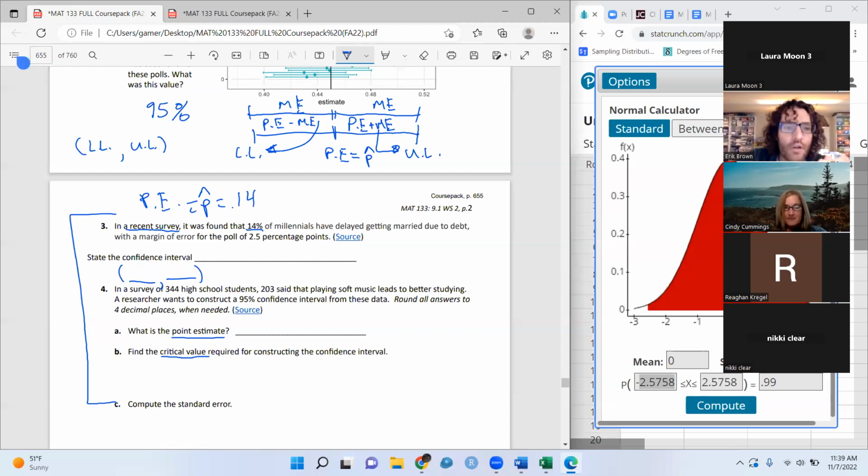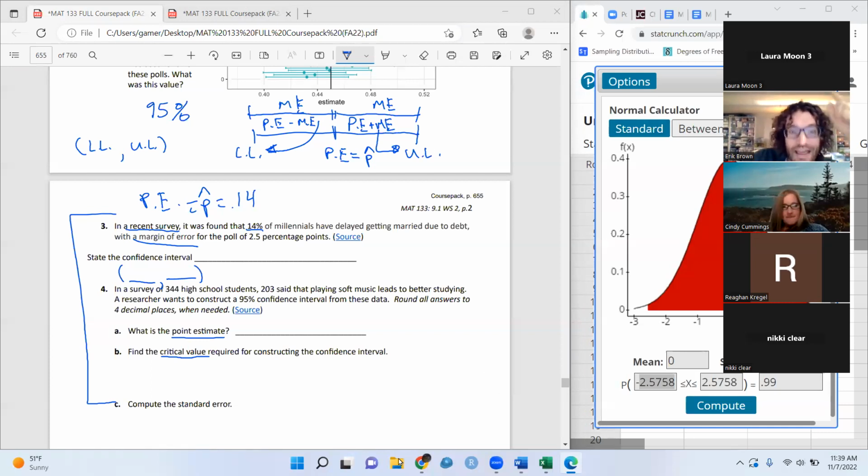So hopefully you all are catching what this is. We go out, we grab a sample, and from the sample, we ask, hey, are you going to delay getting married due to debt? And 14% of them said, yep, we don't want to get married because we have too much debt. Our goal is to figure out what percentage of all millennials will delay getting married due to debt. So this is our estimate. We think it's 14%. And then we have a margin of error that says, well, we have a confidence level of this. Let's pretend it's 95. It doesn't say here. So we're like, well, we're 95% confident that all millennials will be within these bounds.